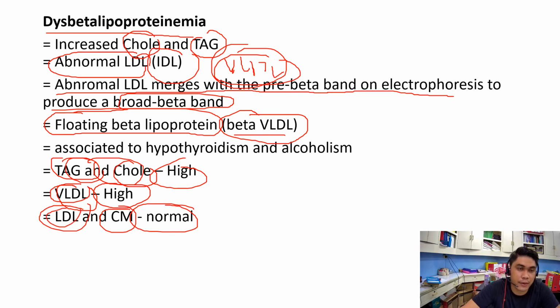So LDL concentration is normal, but the VLDL concentration is high, and there's the presence of beta VLDL. So beta VLDL is a VLDL rich in cholesterol. So your floating beta lipoprotein is rich in cholesterol. That's why TAG and cholesterol are high in this type of lipid disorder.